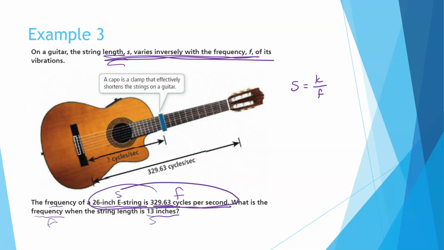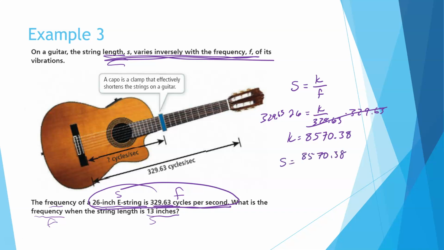In order to find the K, I'm going to use these 2 pieces of information, and I'm going to show you how I could do it here. I can just plug in 26 for S, K over 329.63. Multiply both sides by that. Type it in my calculator, and K is going to be 8,570.38. That's the constant, which means it's always that. So now I can rewrite my equation with that in place of K. Now I could use this to identify the frequency for any string length or the string length for any frequency.